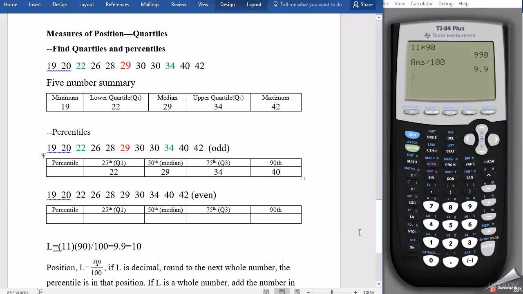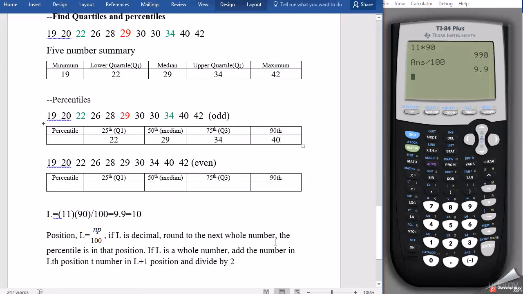Now you are going to get a whole number or a decimal number. If you get a whole number, then it means that you are going to find the number in that position and add it to the next number and divide by 2. That will be the percentile. But if you get a decimal, like we have here, 9.9, round it up to 10, then it means that the percentile is in the 10th position. In this case, we are looking for the 90th percentile.